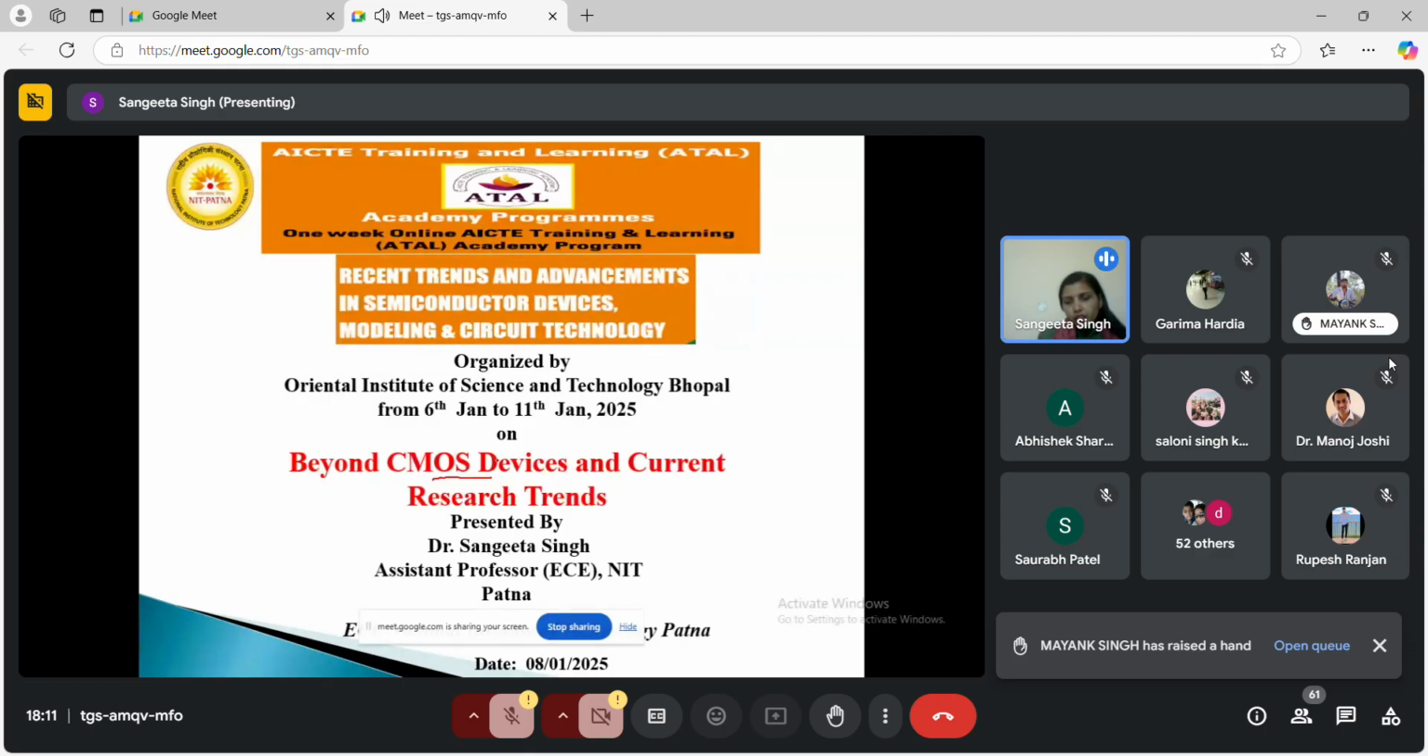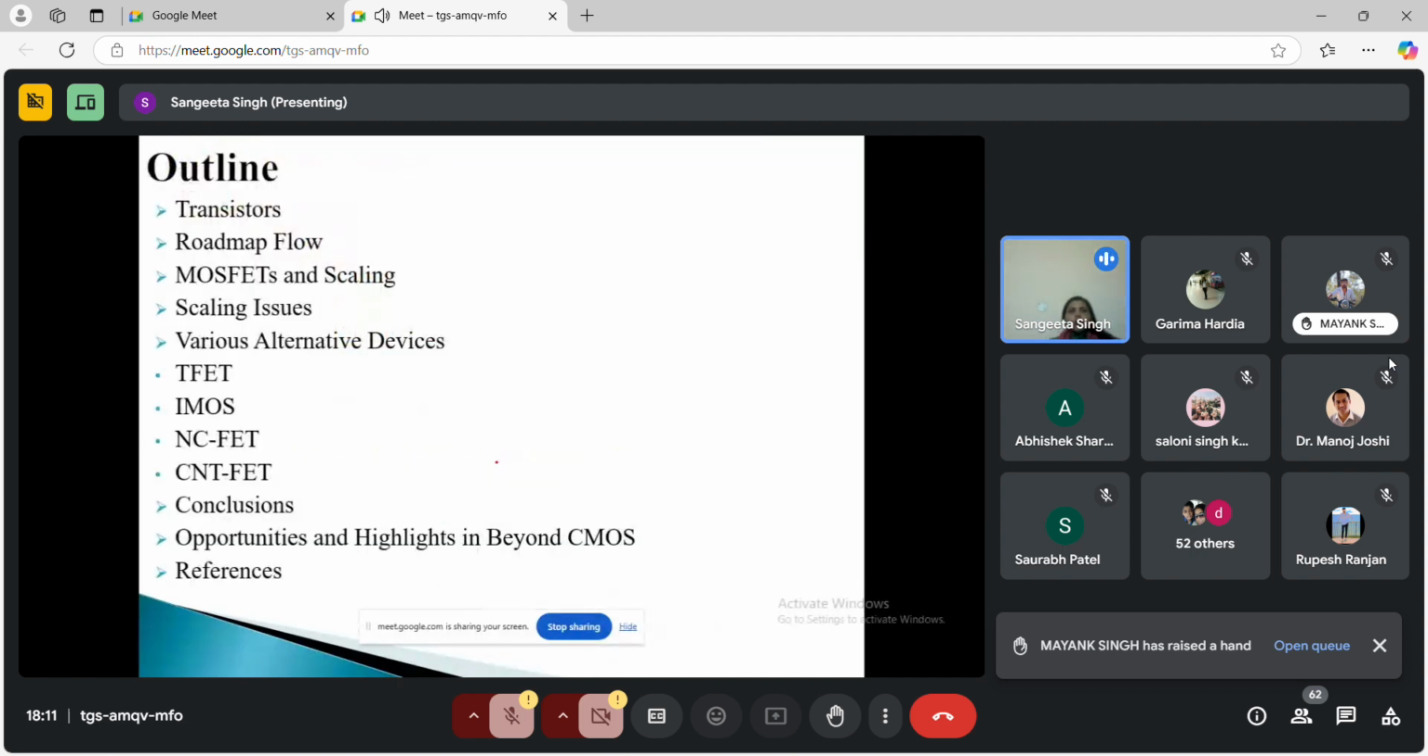Because if the faculties are the target audience, we should focus more on the research aspect than the basics aspect. Okay, so this is my talk outline. I'll be starting with the transistor: what it is, how it works, what is its expectation, how we should go ahead, then the roadmap for beyond CMOS devices, what we are trying to achieve, and how we can supersede the existing CMOS devices by using those innovative approaches.